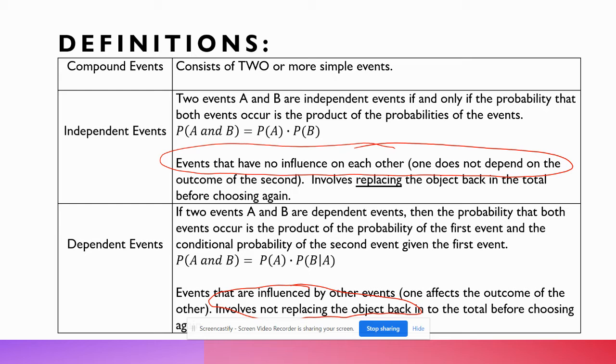If you are using a deck of cards and you pick out the Queen of Spades and you keep it in your hand, that means you now only have 51 cards in your deck. So it changes the total number of outcomes and the probability of other events occurring. So replacing or non-replacing, for the most part, are going to be your cues if they're dependent or independent.